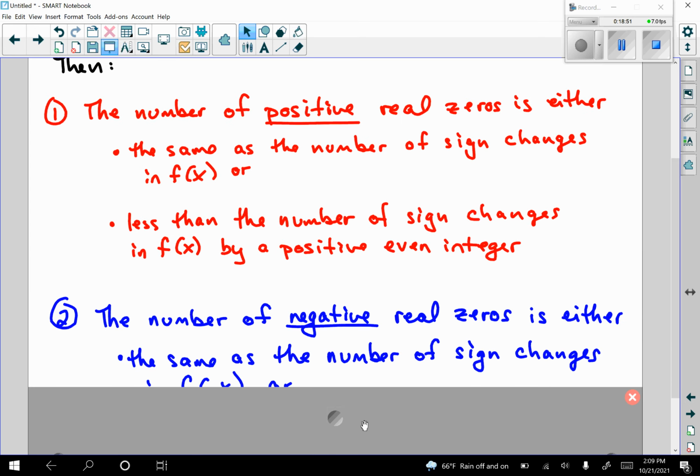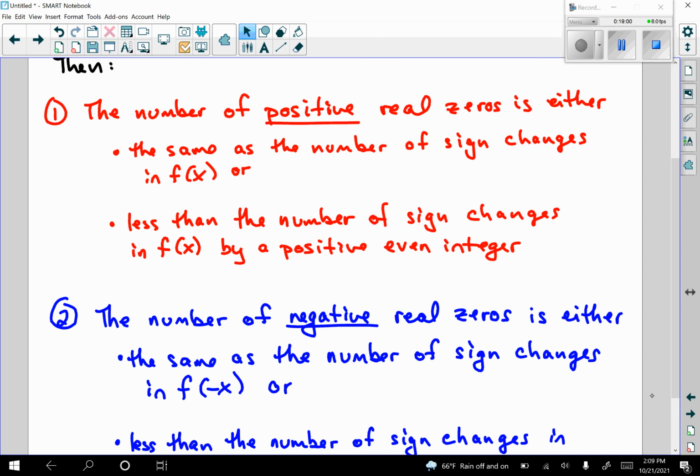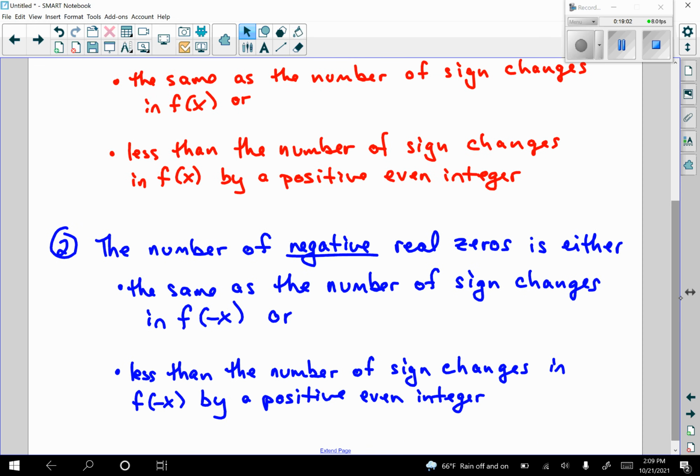The number of negative real zeros is either the same as the number of sign changes in f of the opposite of x, or it's less than the number of sign changes in f of negative x by a positive even integer.